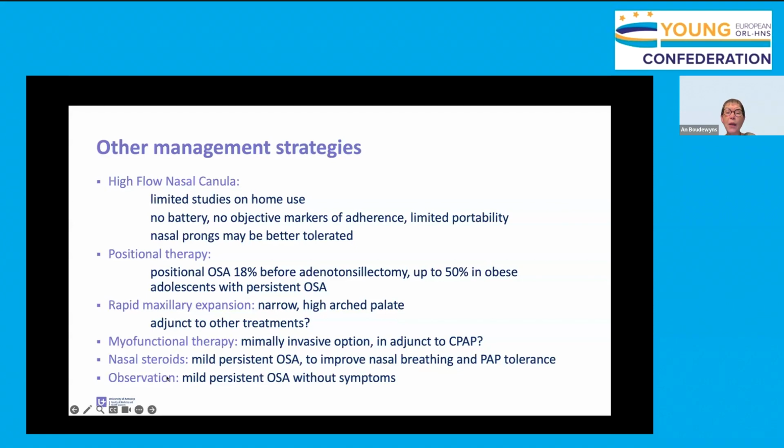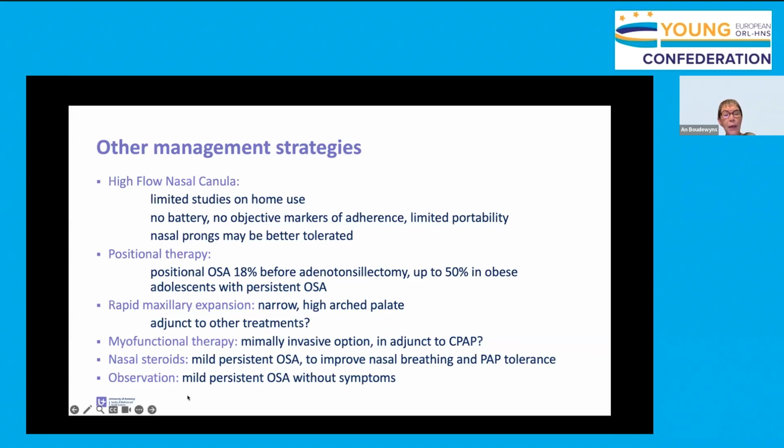Myofunctional therapy might be an adjuvant treatment to CPAP treatment, and it's considered to be minimally invasive, although also here treatment adherence might be rather low in the long term. Nasal steroids could play a role, especially in children with mild sleep apnea. They can also play a role to improve nasal breathing and to improve CPAP tolerance, because if the patient's nose is blocked, he will not tolerate the device.